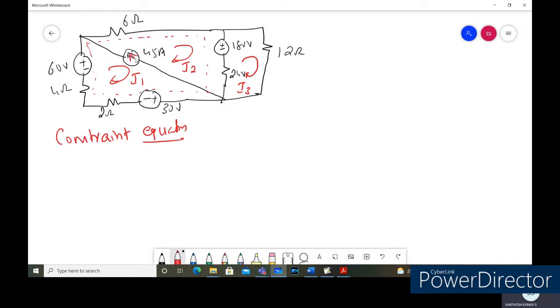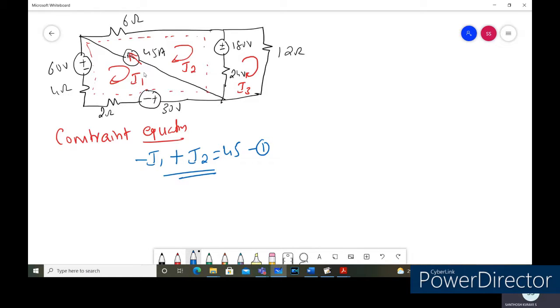It has the direction like this. So 45 amperes: the same direction current minus the opposite direction current. So minus I1, since the direction of I1 is opposite to the 45 amperes, that's why I'm taking it with the negative. Minus I1 plus I2 is equal to 45 amperes. Let us call this equation 1 here.